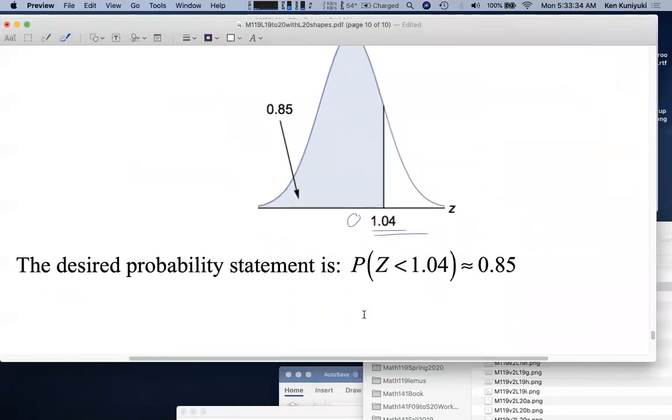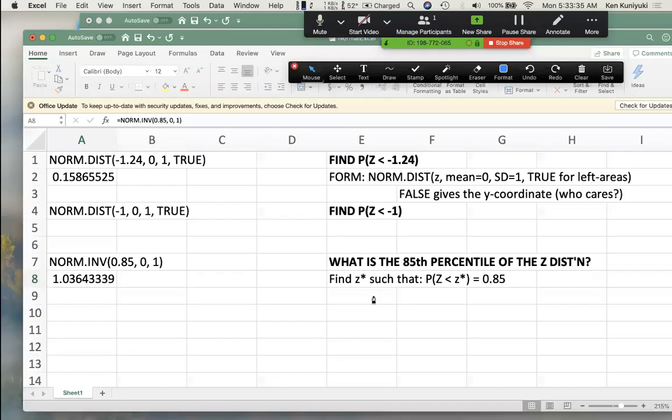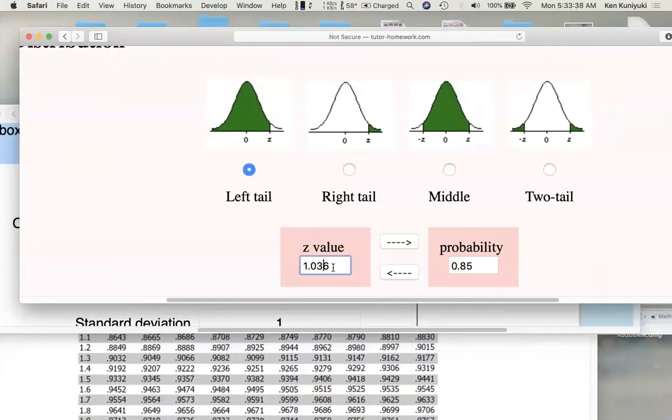All right. So tutorhomework.com kind of puts it in a nutshell. I can either go from a z value to a probability. So 1.04 gets us a probability of 0.85, or I can feed it a probability and I get the z-score, which inverts the previous problem.